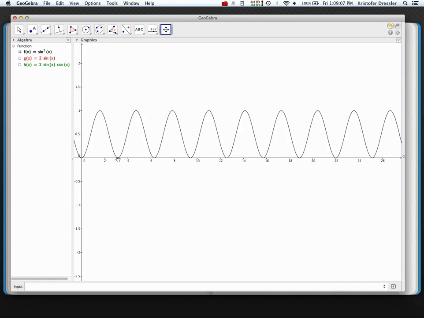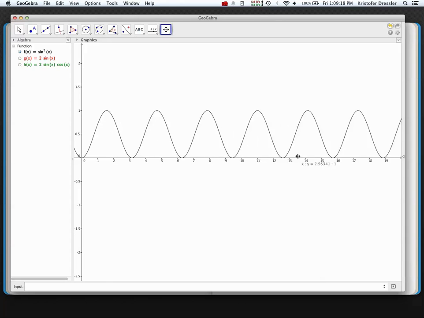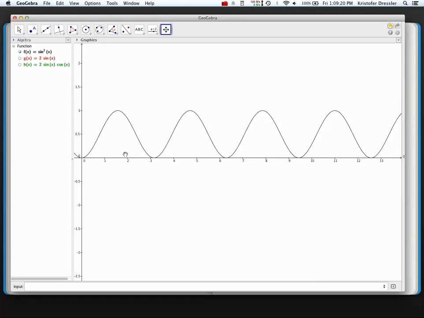The period becomes, well, pi instead of 2 pi. Let's expand this a little bit. Make this just a little bit longer, a little easier to read. So here we go. Here's the normal 2 pi, but since we're squaring everything, it looks like this.